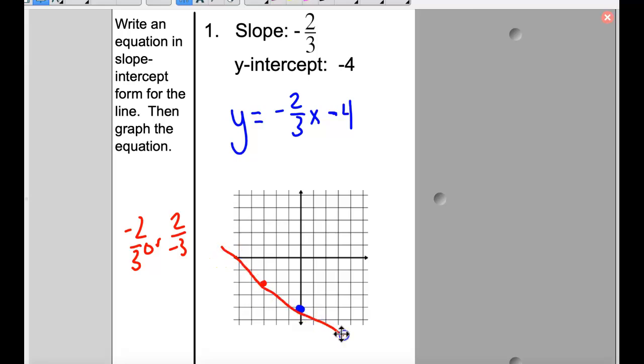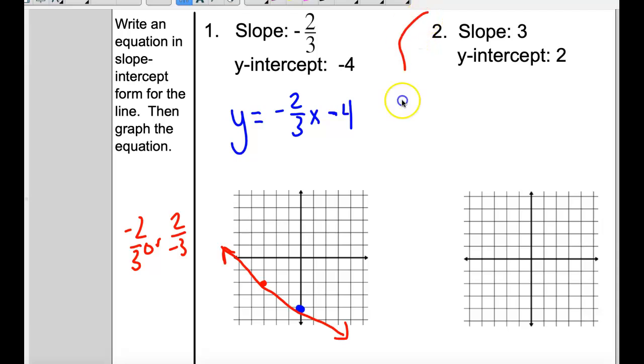And then I can draw in that line. Make sure you actually use a ruler. Don't freehand draw it like I'm drawing it. So I want you to pause the video. Can you do this one? Can you write the equation and can you graph it? And then check back in.